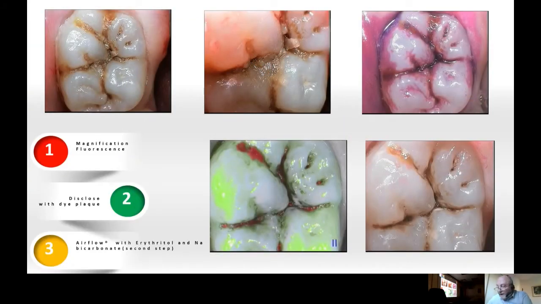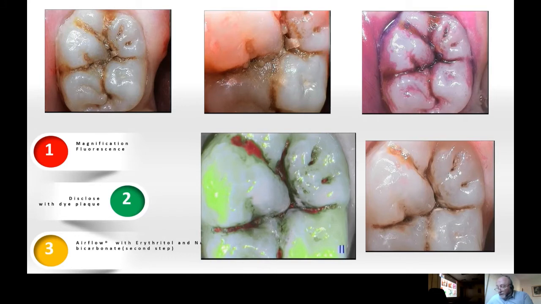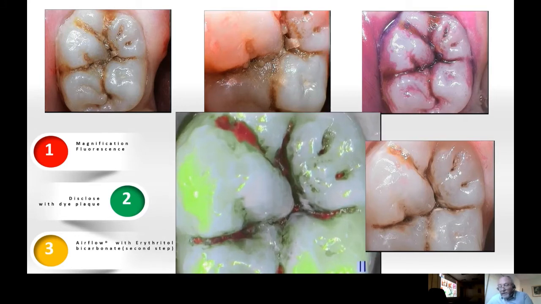So to summarize: disclose, magnify, clean, and diagnose. In the biofilm, if the biofilm is soft, start to clean with erythritol, and if it's sticky, no way without using sodium bicarbonate. Peel powder or at least bioglass can help also. In detail, thanks to the fluorescent signal, you can see active biofilm looking red in the deepest part or on the surface of the different grooves.